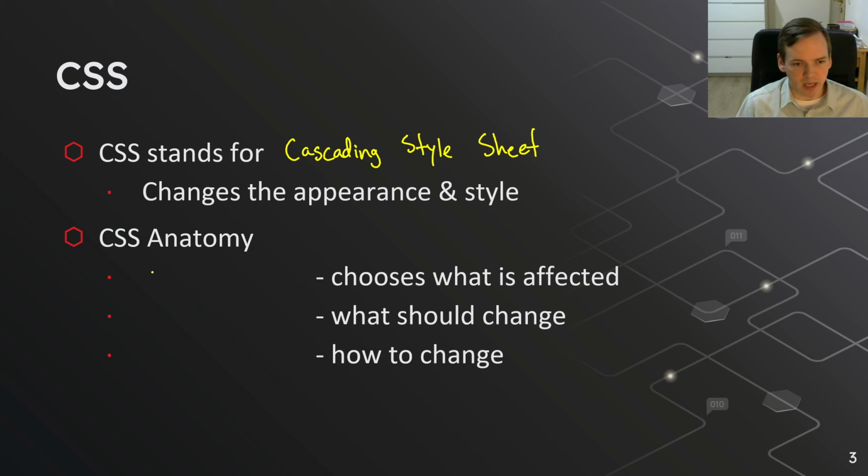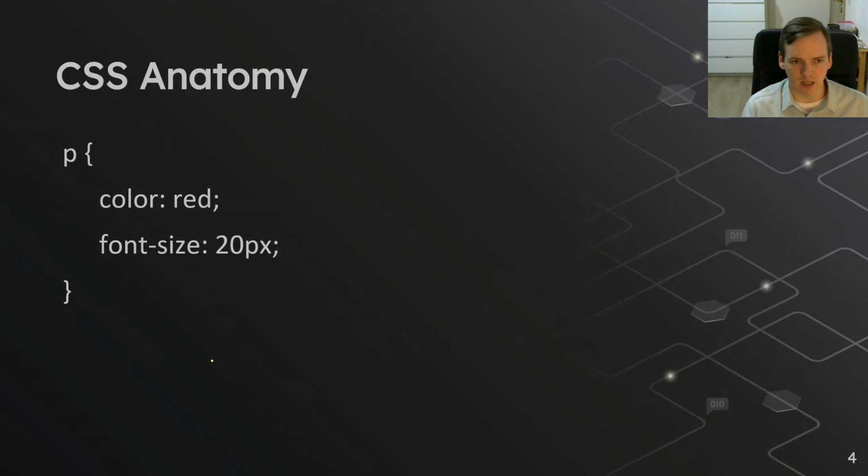CSS code is made up of a couple main parts. First is the selector, and this chooses what is affected. So it tells the web browser, here's what I want you to change. The property tells you what about the selector, what about those things to change. And finally, the value says how to change the property of the selector. So this is easier to kind of make sense of if we look at an example here.